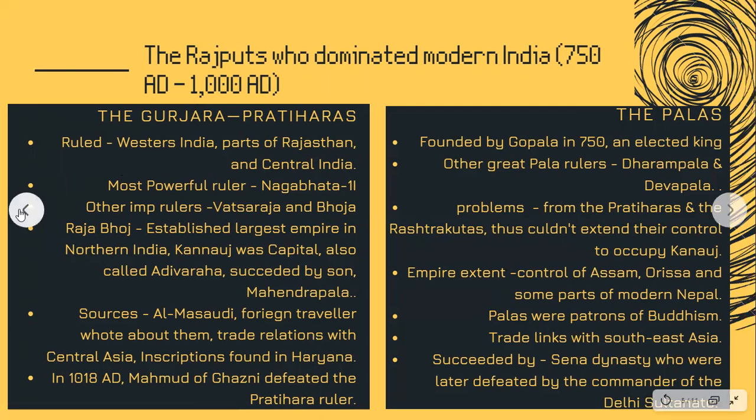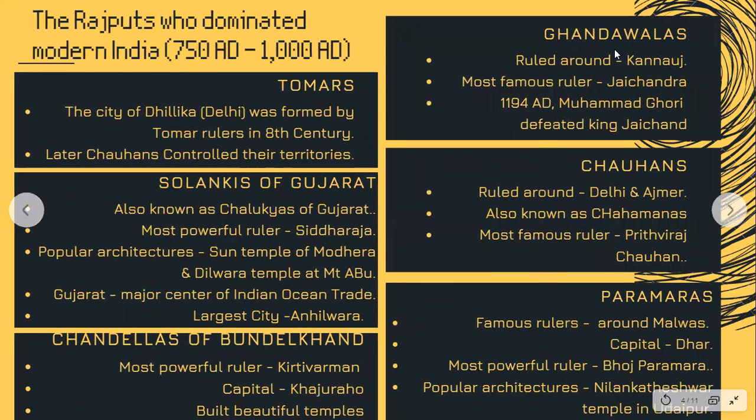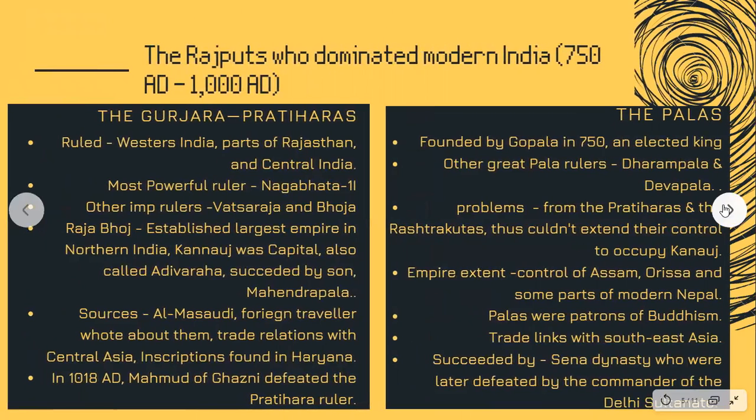So at one particular period of time, yes, Gandhavalas were ruling. They were very prominent in northern India. But then, yes, we also have the Gurjara Pratiharas who were ruling at another point of time within this time period between 750 AD and 1000 AD.